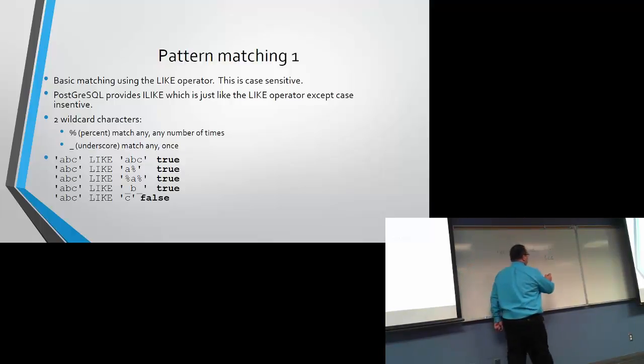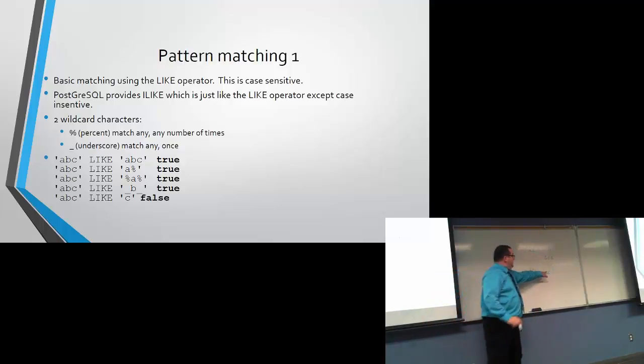Underscore means it will match any character, and it has to be there exactly once. In other words, 'ABC' LIKE '_C' will be false, because there's only one character before C. It would have to be 'AC' or 'BC'.